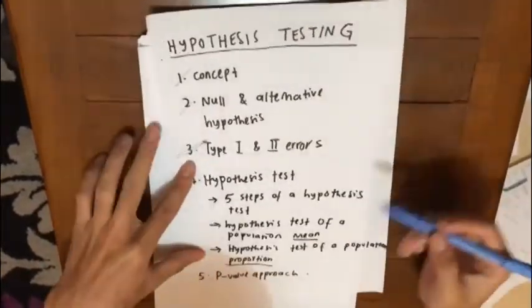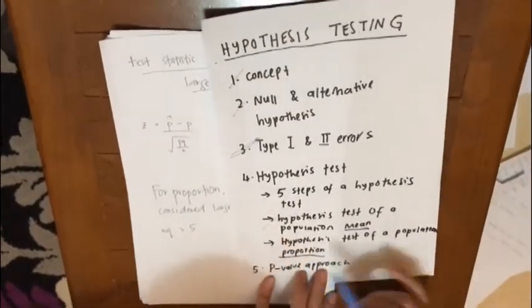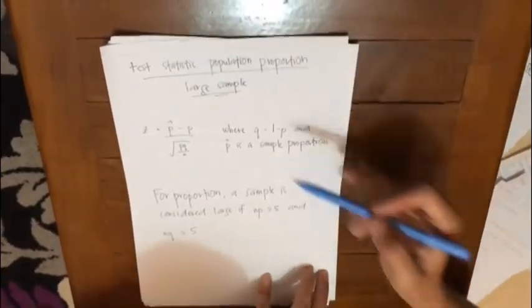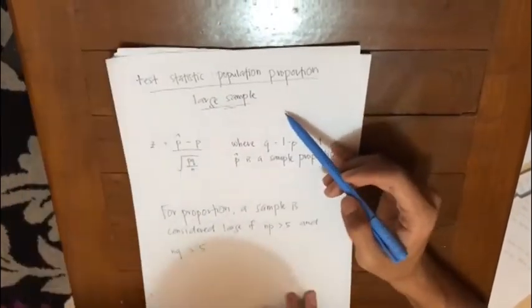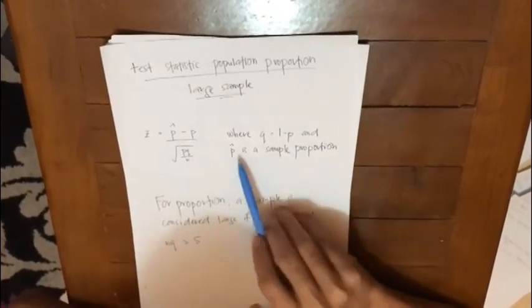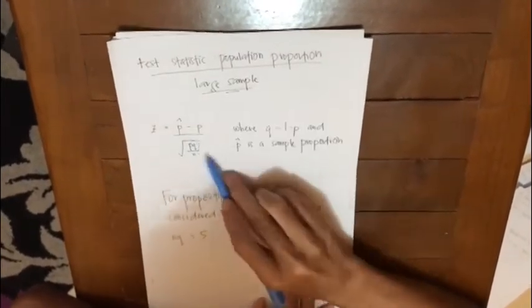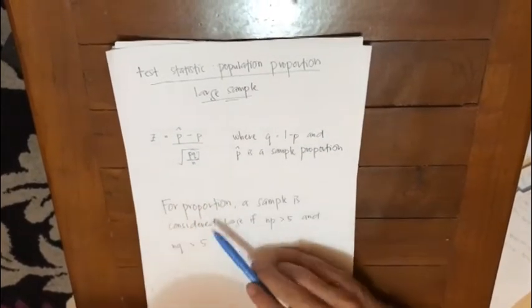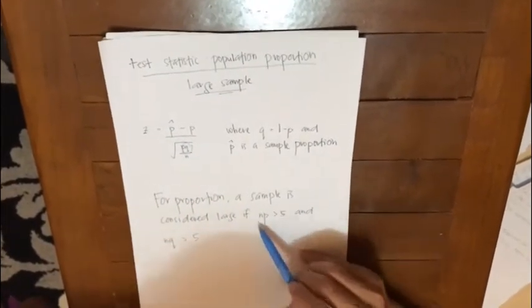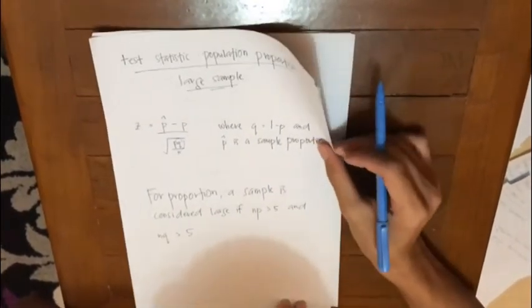We have done the hypothesis test of population mean. So this is the next test, which is the hypothesis test of population proportion. So here is the test statistic for population proportion, for a large sample. So this is the formula. Then we can see Q, where Q is 1 minus P, and P bar is the sample proportion. Then for proportion, a sample is considered large if np is greater than 5 and nq is greater than 5.